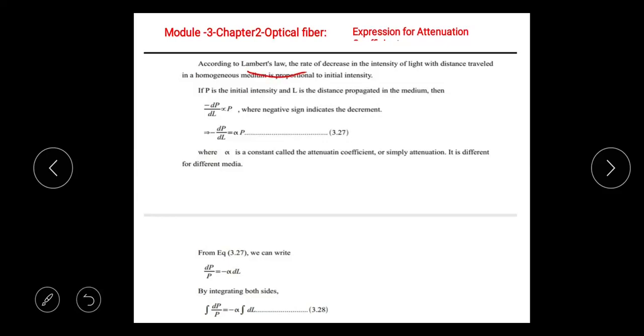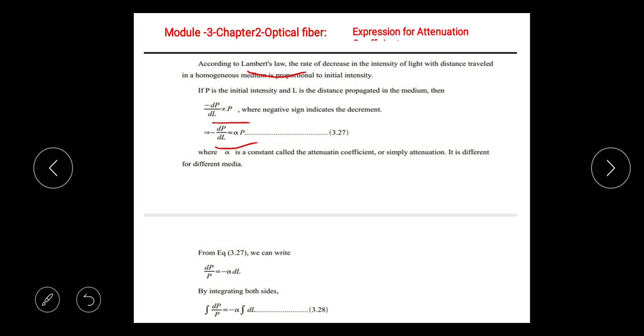According to Lambert's law, the rate of decrease in the intensity of light with the distance travelled in a homogeneous medium is directly proportional to initial intensity. It is given by this equation, where P is initial intensity and L is the distance propagated in the medium, where the negative sign indicates the decrement. Removing the proportionality, we get minus dP by dL is equal to alpha P, where alpha is a constant called attenuation coefficient or simply attenuation. It is different for different media.